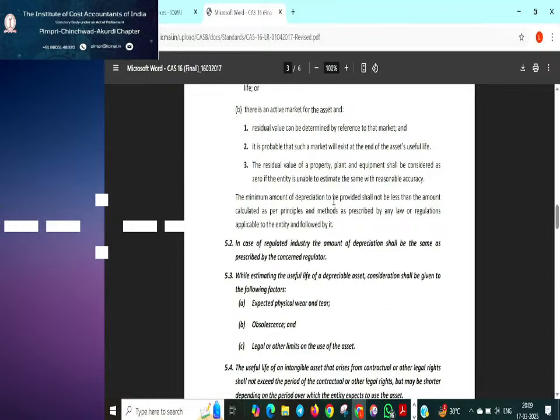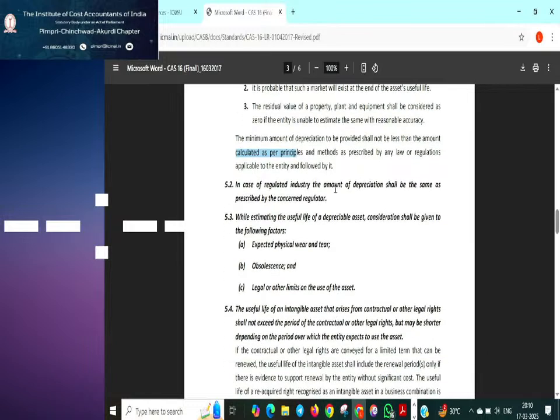The minimum amount of depreciation to be provided shall not be less than the amount calculated as per principles and methods prescribed by any law or regulations applicable to the entity and followed by it. So it is as good as whatever, if the Income Tax Act is applicable, of course you have to go by that. So applicable law needs to be considered. In case of a regulated industry, it shall be the same as prescribed by the concerned regulator.